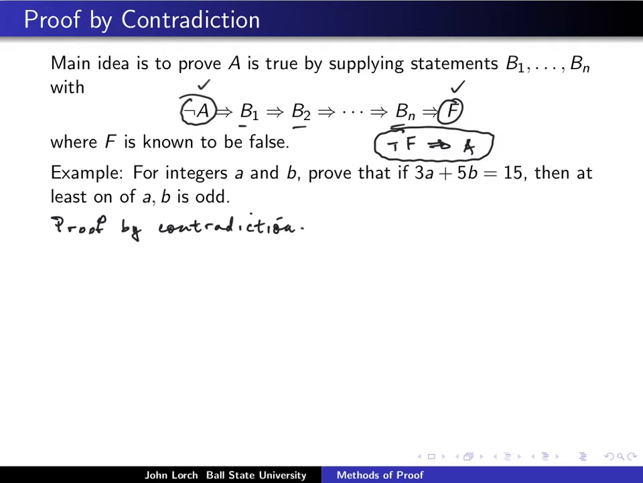So here we have this conditional statement, if something, then something. We want to assume that that's false to begin with. So let's suppose 3a plus 5b is equal to 15, and a and b are both even.